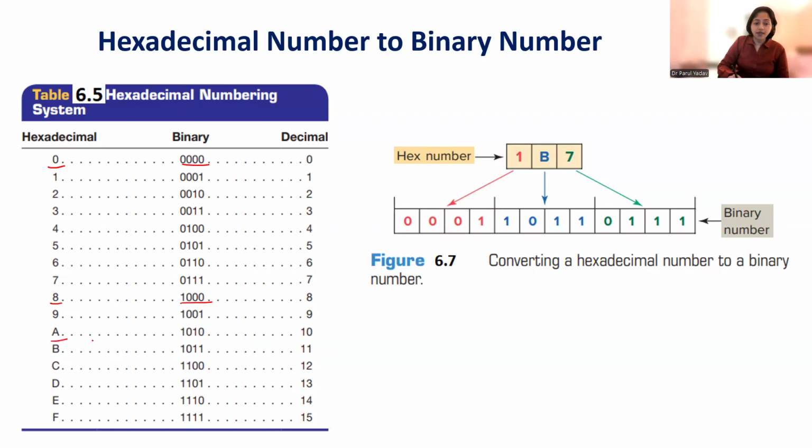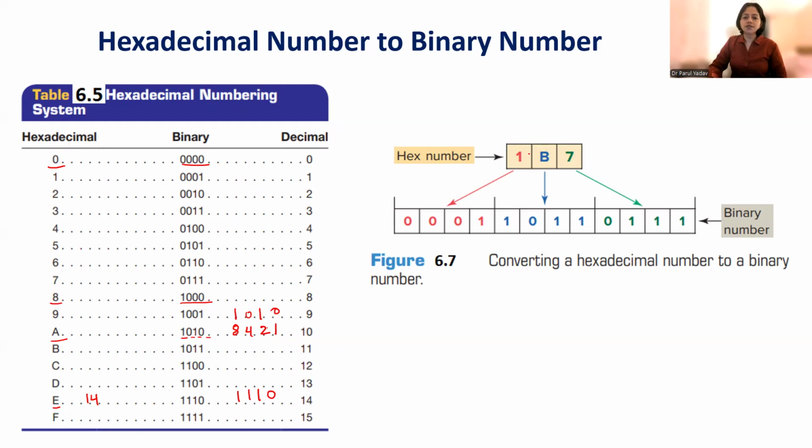And if it is A, it means 10, so it's 1010, right? Because you know the place values 8, 4, 2, 1. To make 10, you take the 8 and the 2, and the remaining places should be 0. So 8 plus 2 gives you 10. Similarly, this is E, which is 14. To make 14, you take 8 plus 4 is 12, plus 2 is 14, and the last place is 0. So we write every hexadecimal value in binary form using 4 digits.